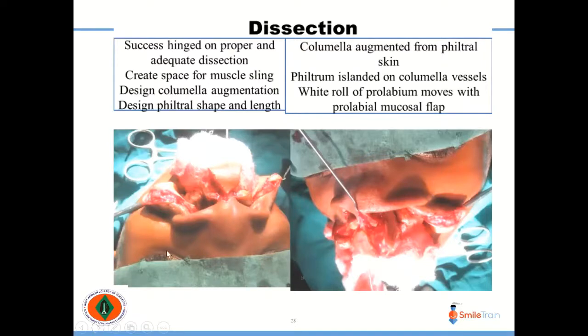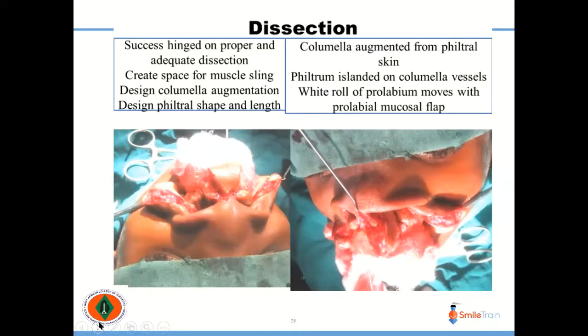As you raise the flaps, in this one, this is where the prolabial flap goes, and in this one is hinged on the columellar vessels. You can see that we're going to use part of the prolabium on either side to lengthen the columella. And you won't see this until we turn the picture around. We take this and stop it short on the white roll so that the white roll goes with the mucosa. There has to be space for the muscle to come round.